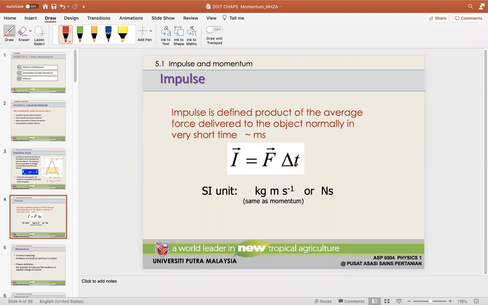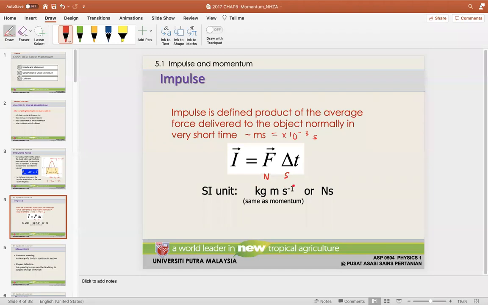Okay, when we collide, the collision happens in a split second, right? So it's at a very, very short time, typically in milliseconds. Milli is times 10 to the minus 3 seconds, okay? So the SI unit is kilogram meter per second or Newton second. Okay, so we can understand that force is Newton and time is second. So Newton second is pretty straightforward.